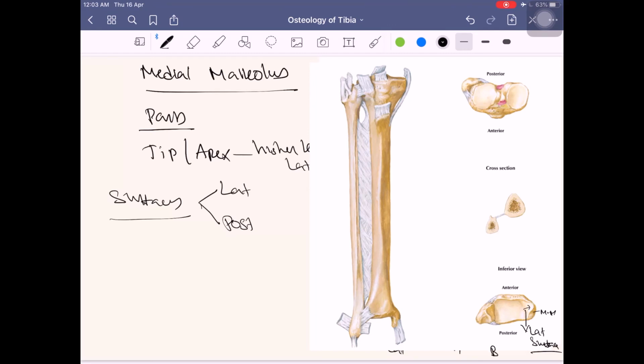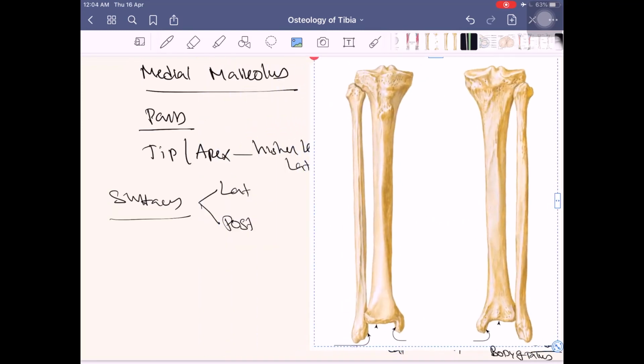And the posterior surface, so where is our posterior surface? Yeah, this one is the posterior surface, and the posterior surface provides a groove. Now you see there is a groove here on the posterior surface, and this groove gives attachment to the flexor retinaculum. So the flexor retinaculum of the lower limb attaches to this groove present on the posterior surface.